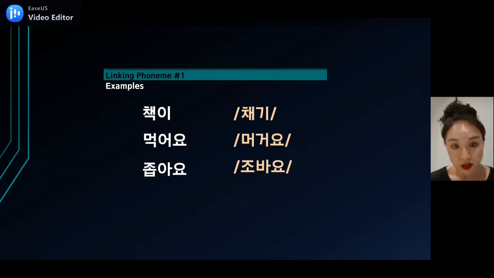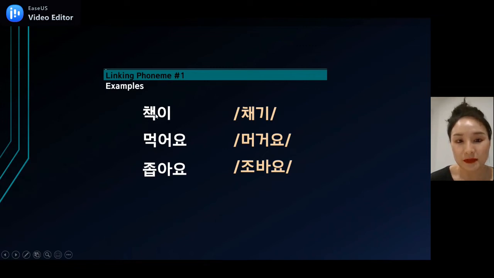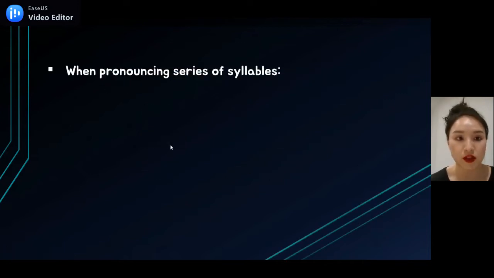Have you found the pattern? So, these pachims, these final consonants, where do they move? These final consonants move to the second syllable, don't they? Why? Because the second syllable starts with the empty consonant. These circles don't have any sound value.